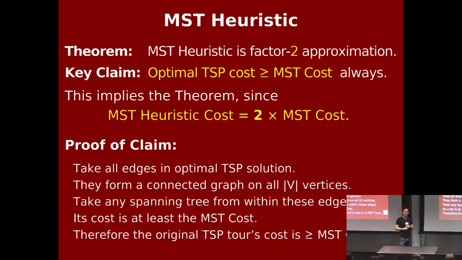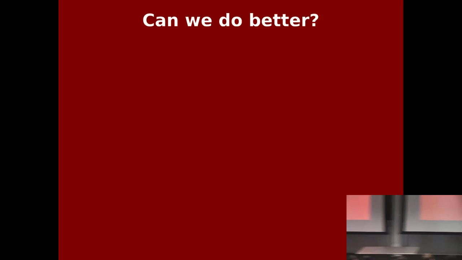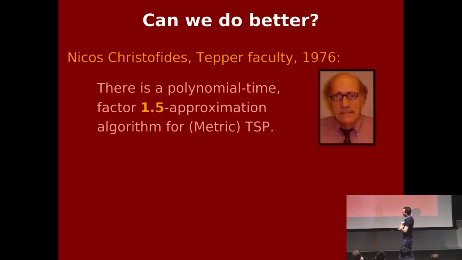Okay, any questions about this? Okay, great. So that was a factor 2 approximation for TSP. And one thing we should always do in algorithm design is ask ourselves, can we do better than this? Can we get a better algorithm? And in this case, we can.